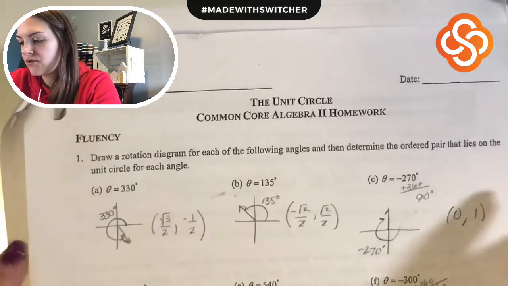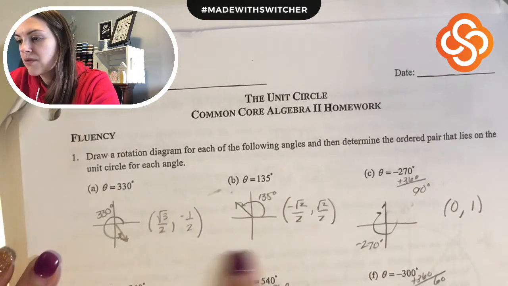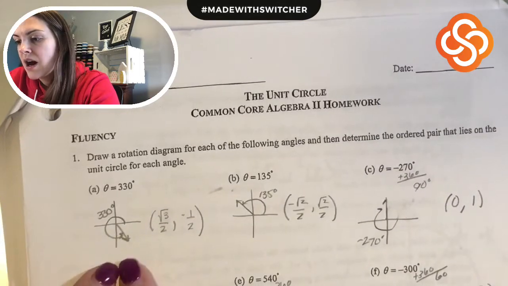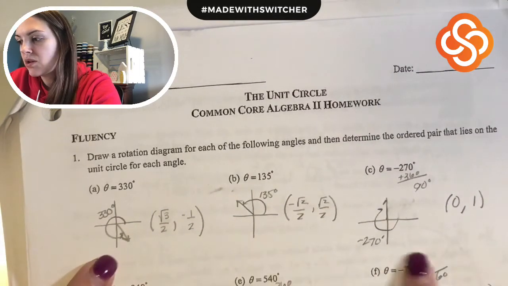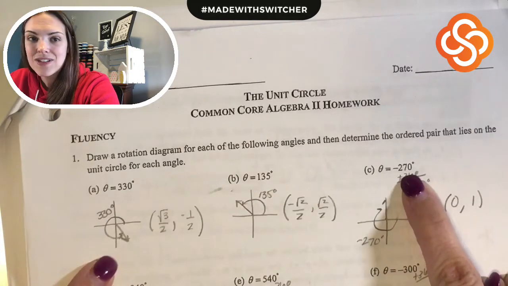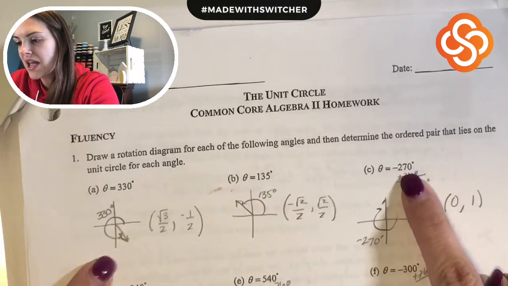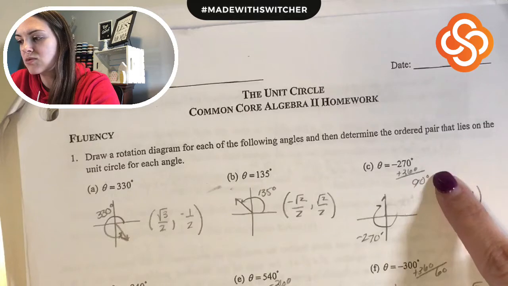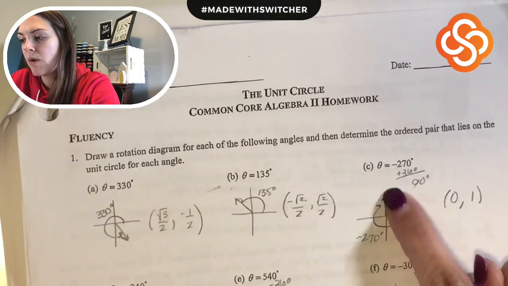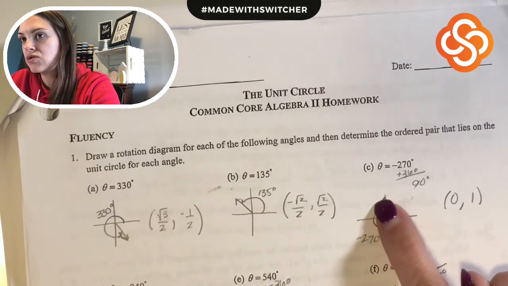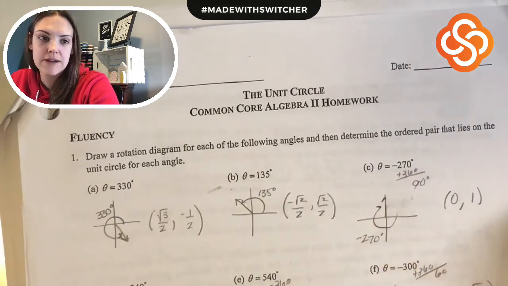Some things you wanted to do for number 14: draw the rotational diagram. We did that in class last week, so everyone should be pretty good with that. Remember that if you are unsure of where your angle is, if it's negative or over 360, you can always find the coterminal angle by adding or subtracting 360, figuring out where that terminal ray is, but make sure your diagram is drawn correctly according to the degree.